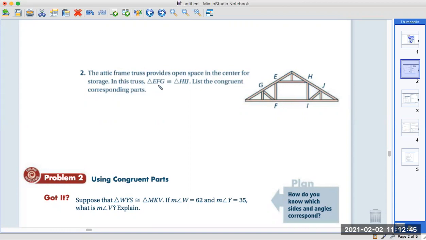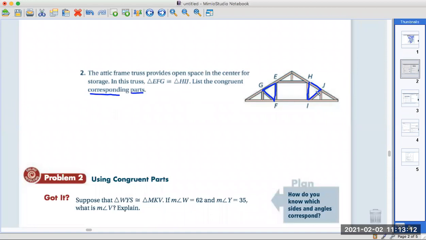In this truss, look at how it's listed. This is what I'm talking about. It always lists it. This says triangle EFG, so I'm right away looking for it. EFG, so this little triangle is congruent to triangle HIJ. So I'm looking at the diagram, make sense of it. List the congruent corresponding parts.